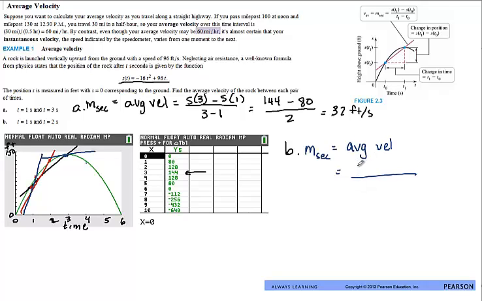This would be the height at 2 seconds minus the height at 1 second, because I'm doing the B part. 2 minus 1. The height at the 2 second mark is 128 minus the height at the 1 second mark, that is 80, all over 1, and this would be 48 feet per second. Nice.